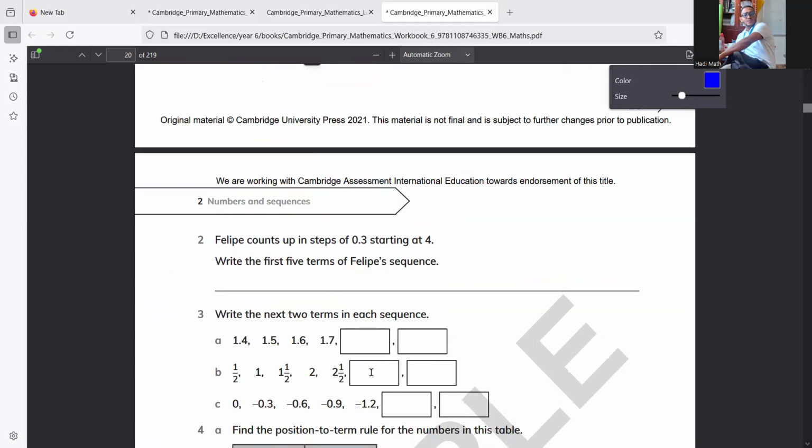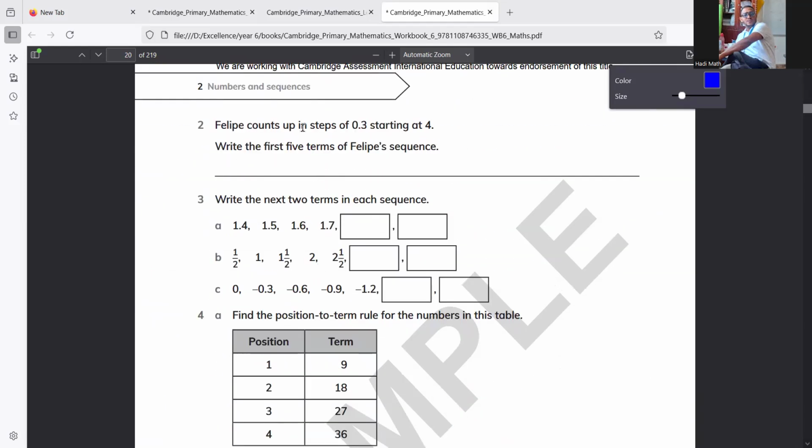Let's go on. In question number 2, we say Philippi counts in steps of 0.3, starting at 4. Write the first 5 terms of Philippi's sequence. Let's go. We start with 4, then add 0.3 because she's counting up. 4 plus 0.3 is going to be 4.3. Then plus again 0.3 is going to be 4.6. Then again, it's going to be what? 4.9. How many is that? 1, 2, 3, 4. We need the fifth one, which is equal to 5.2.